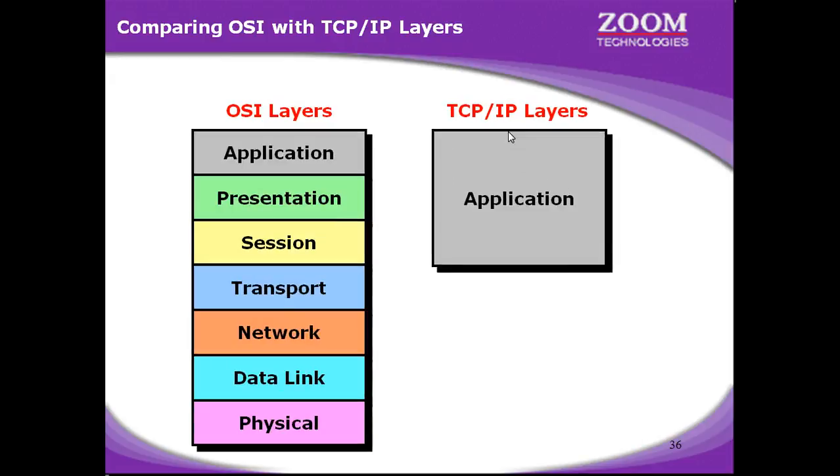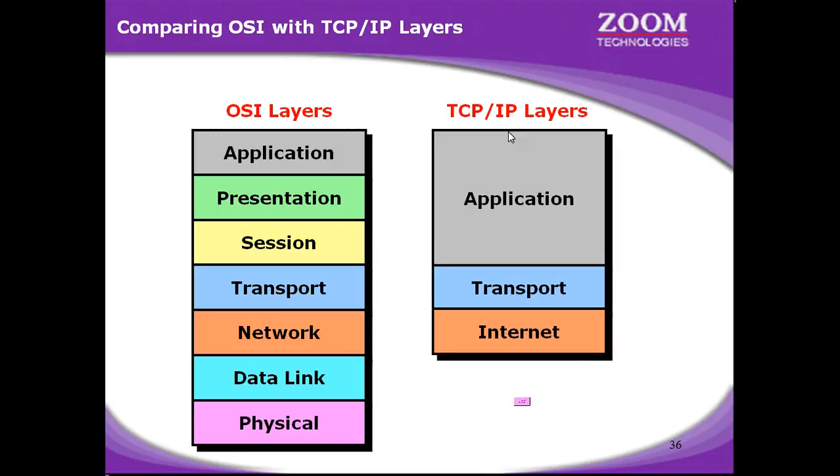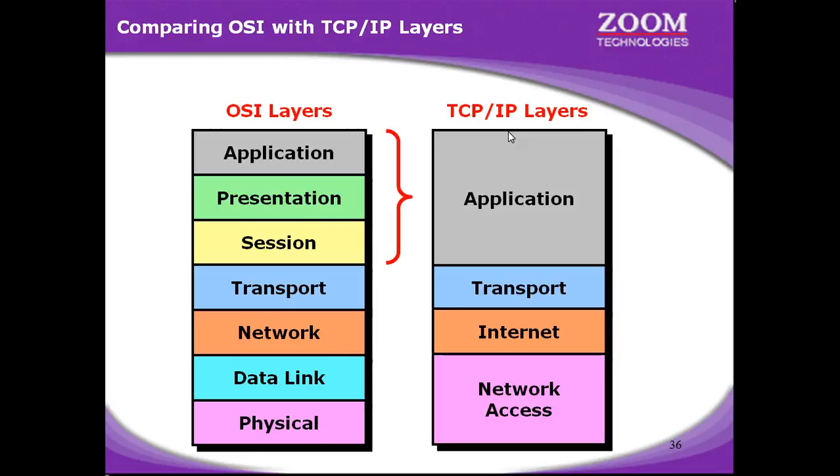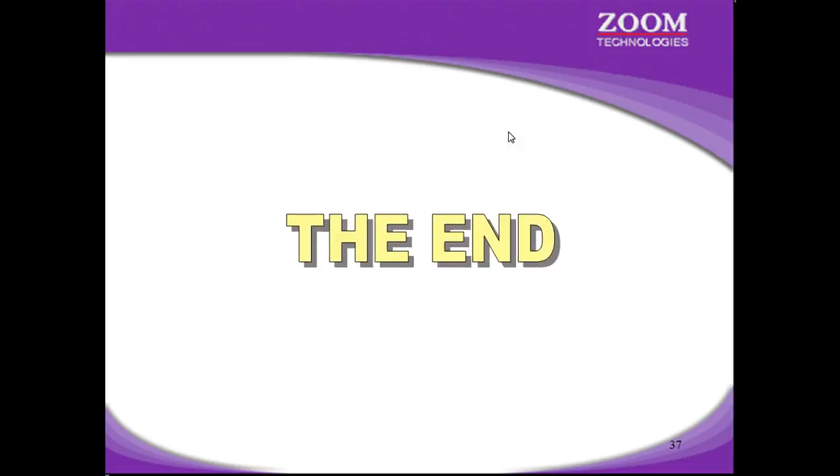Here are the two models you know: the OSI, Open System Interconnection model, and the TCP/IP model. So what is the difference between the OSI layers and the TCP/IP layers? I will show you. Here the application layer, presentation layer and session layer are combined in the TCP/IP model as the application layer. Transport layer is the same in TCP/IP. Network layer is also the same, but it is called the internet layer in TCP/IP, and the physical and data link layers are combined to form the network access layer in TCP/IP.